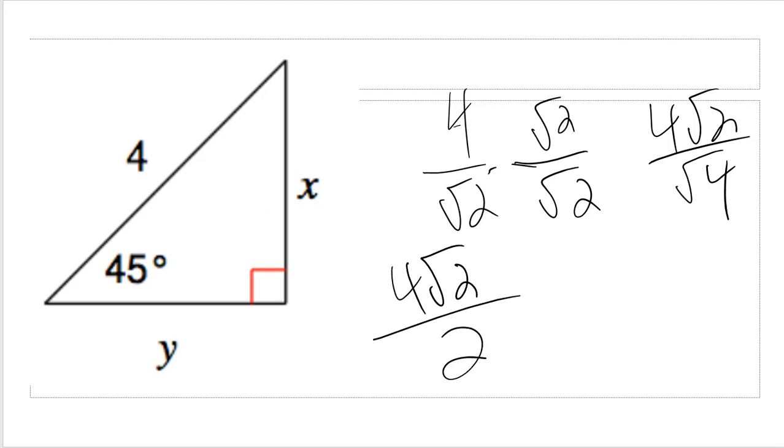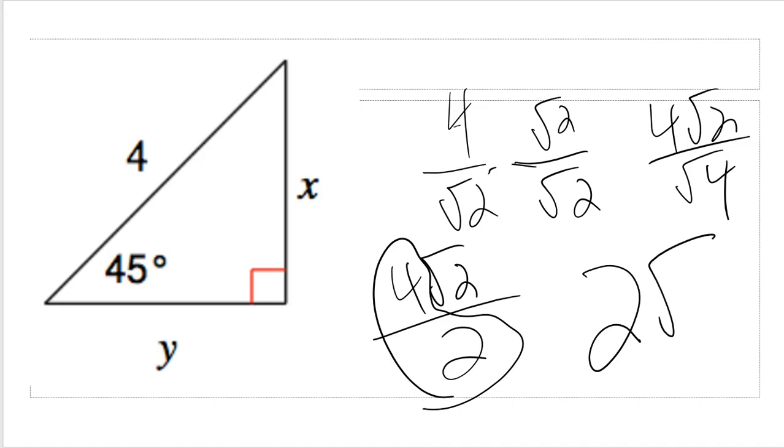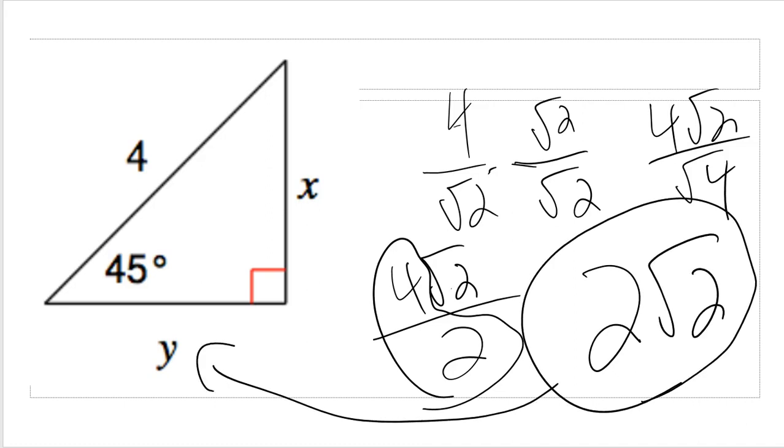It's not the square root of 2, it's just 2. Now we got right here, 4 divided by 2 is simply just 2. And then we don't forget about that root 2. Right there, and that's the answer for both of them.